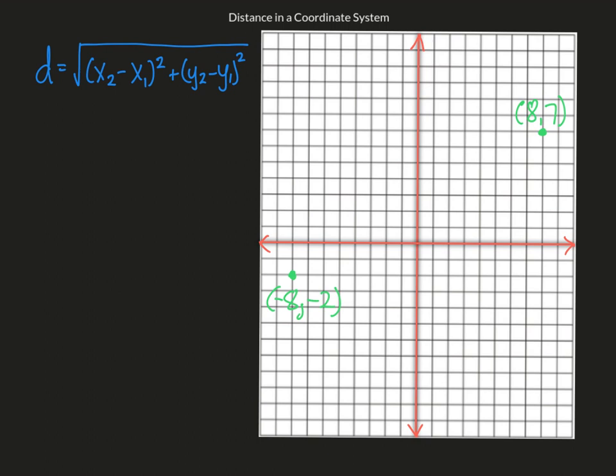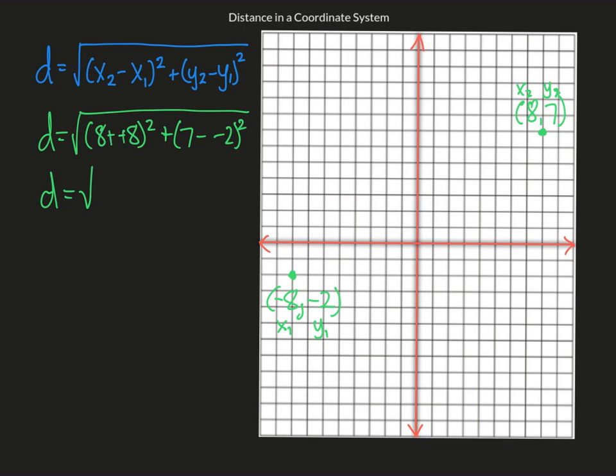Now it's helpful to label these, and it doesn't really matter which one you label which. On the left, I'm going to label this one x1, y1, and on the right, x2, y2. And now I'll just plug it into the formula. So distance equals the square root of 8 minus -8 squared plus 7 minus -2 squared. So the distance is going to equal 16 squared plus 9 squared.